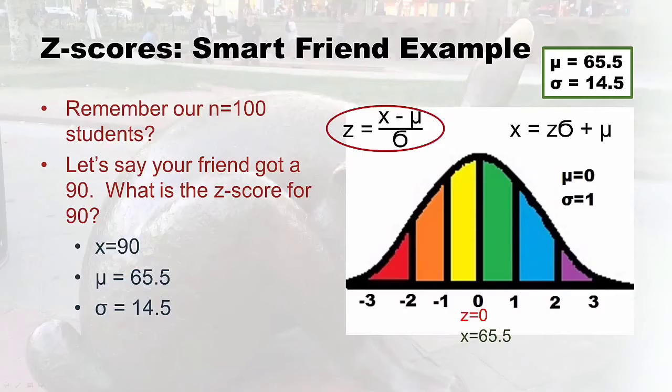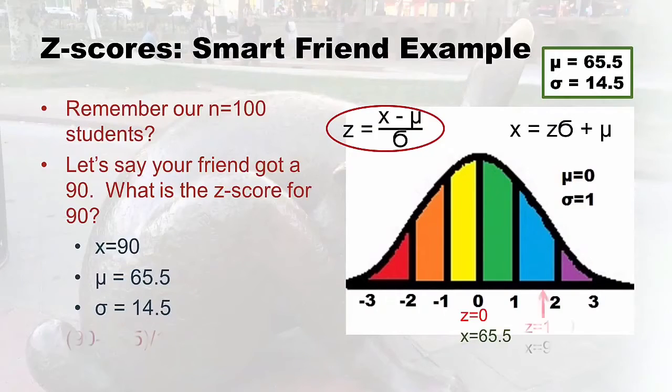And as you'll see on the slide here, I labeled over on the z curve where z equals 0, which is the mu, that's 65.5. So we're going to anticipate we're going to get a z-score that's somewhere between 1 and 2. And you'll see in blue I listed the ingredients, right? So we have the smart friend score 90, we have the mu 65.5, and we have the standard deviation 14.5, and then we have our z formula.